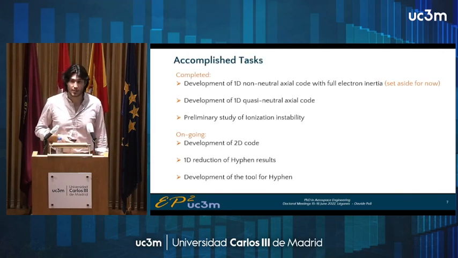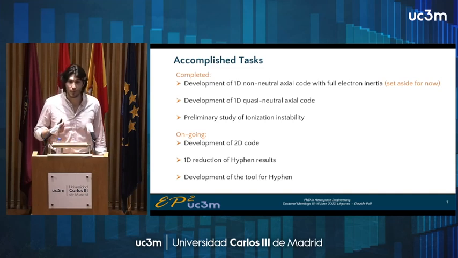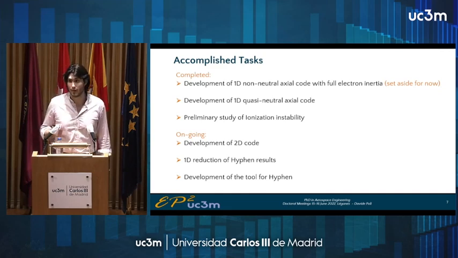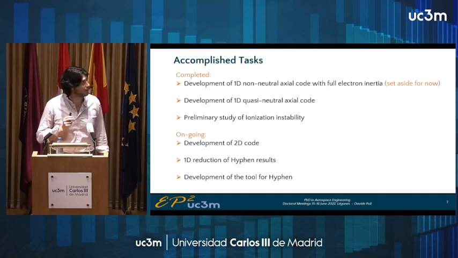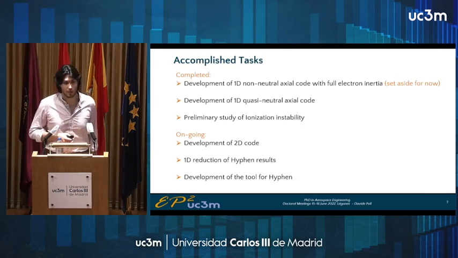The tasks I've accomplished in this first year are, first, the development of a non-neutral one-dimensional axial code with full electron inertia, which for the moment has been set aside due to the prohibitively small time step required to solve the Poisson equation and to resolve complete electron inertia, which for a one-dimensional model is not in general justified, but we might continue on this road in the future.